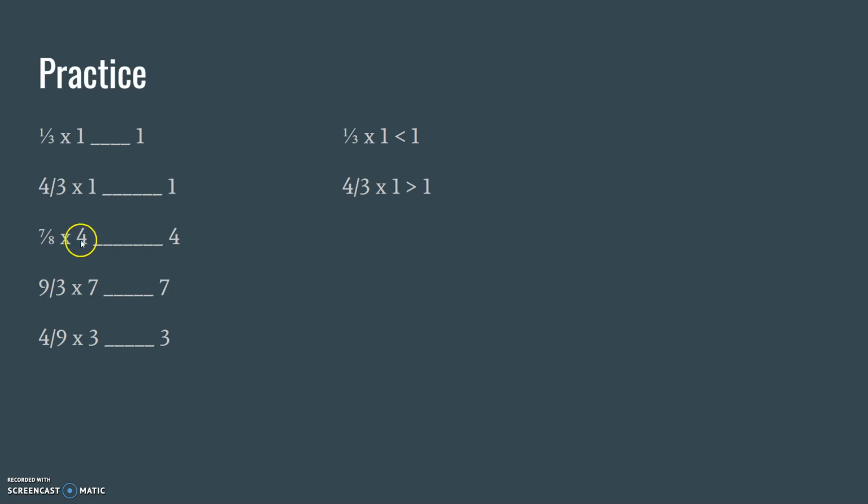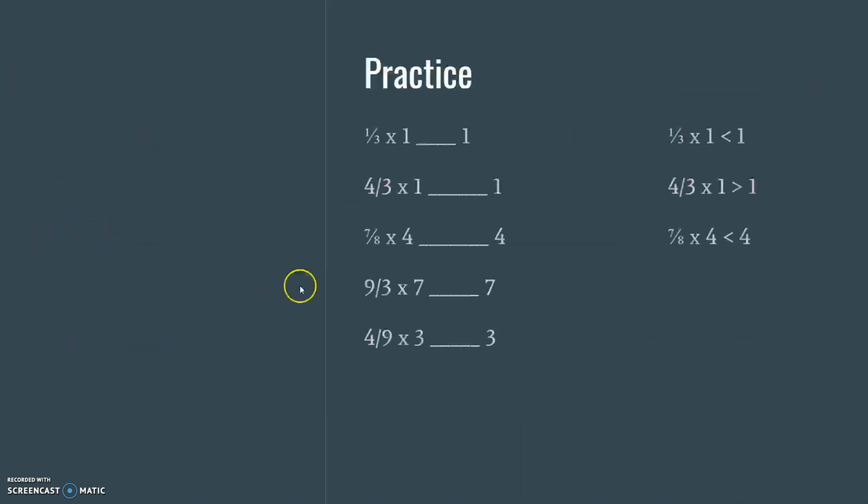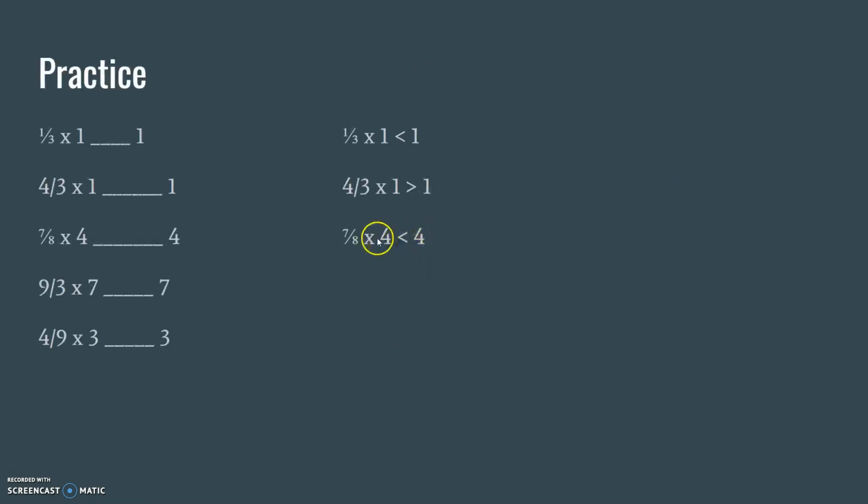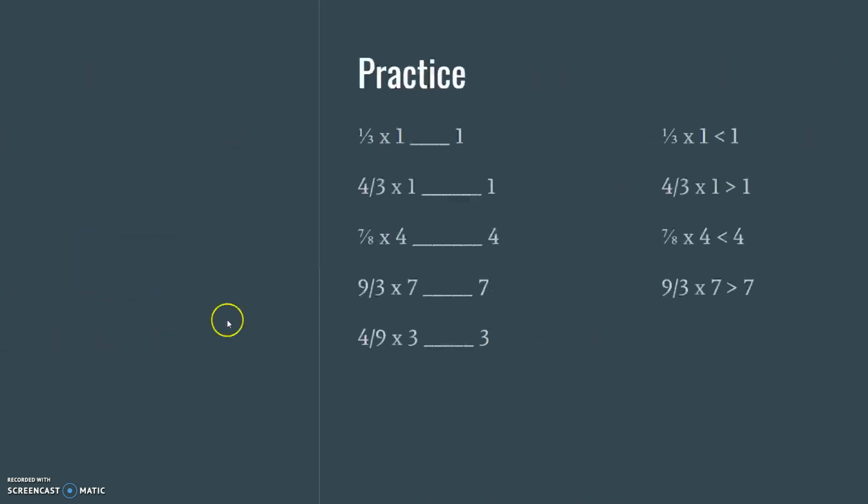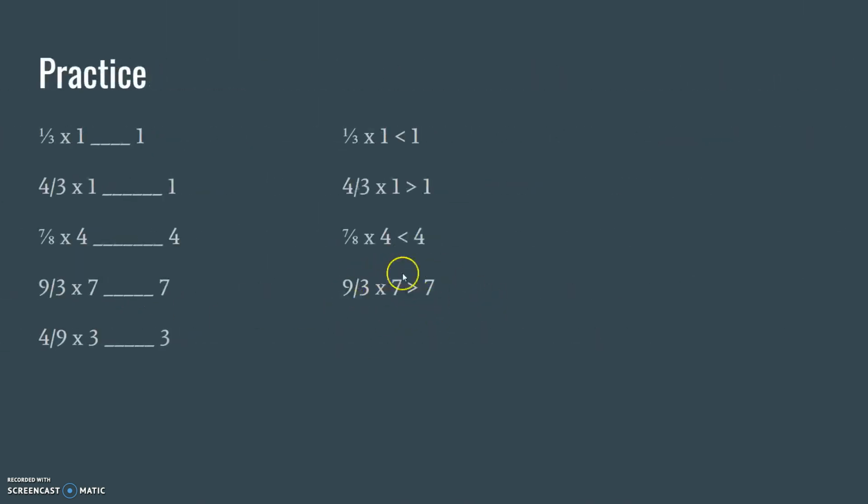So we go back over here and we have 4s. But we see that this is a 7/8 times 4. So we know that this fraction is smaller than 1, so it's going to make this number a smaller number. So we know that this 4 is going to be greater than this one. We come here and we see that we have 7s. So we have a 9/3, and 9/3 is bigger than 1. So we know that this 9/3 is going to make this 7 larger. We don't technically know how much larger it is going to be right now, but for this assignment, we know that this 7 is going to be larger because this fraction is greater than 1.